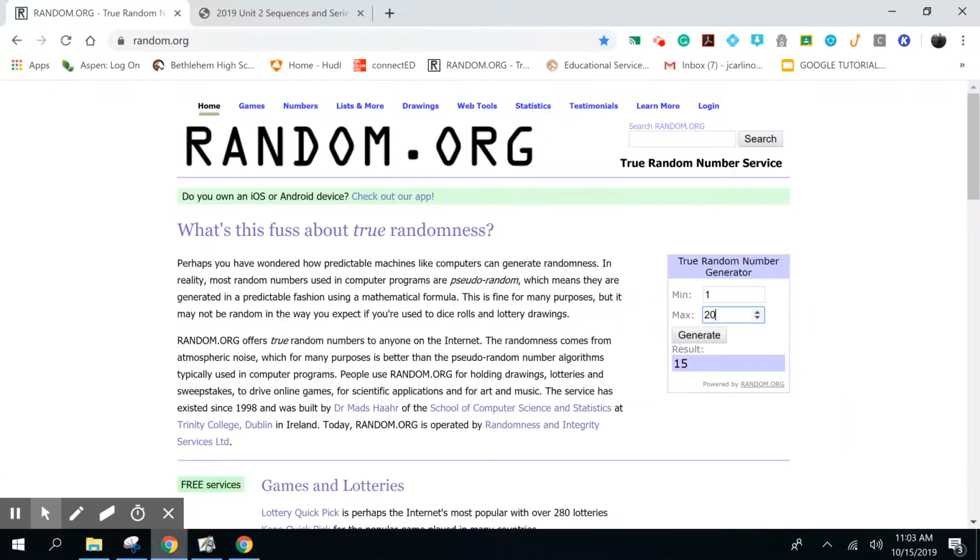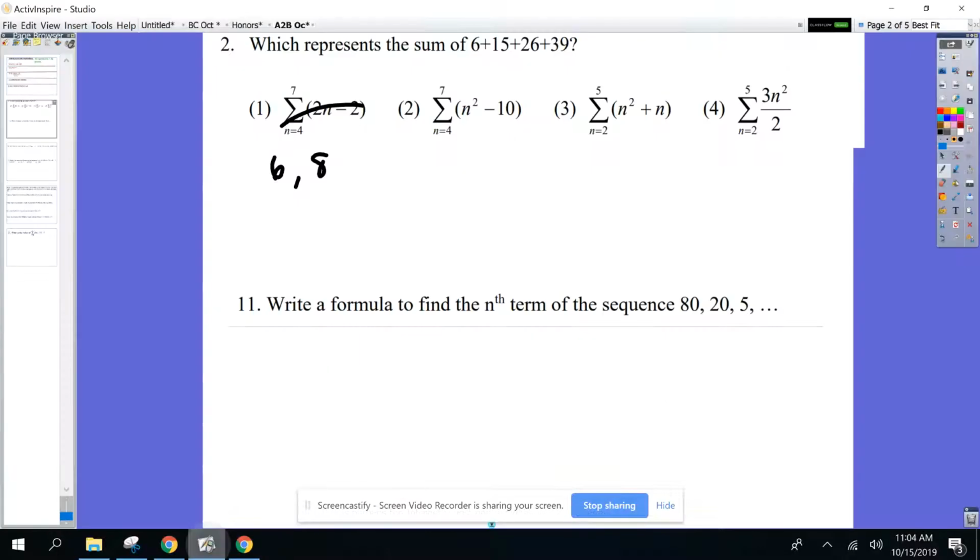So now I'm going to turn it over to you guys. Here you go. Michelle, what number do you want to plug in first for number 2? 4. Go ahead. 4 squared minus 10. Okay, we're on a good start. Now plug in what number? You plugged in 4. Now plug in 5 squared minus 10.